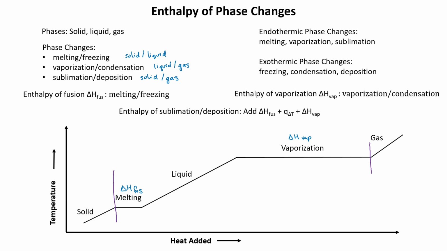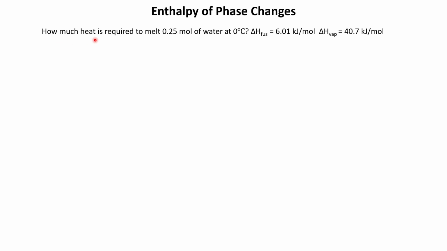Okay, let's work some problems calculating enthalpy of phase changes. Our first problem reads, how much heat is required to melt 0.25 moles of water at 0 degrees Celsius? We are given a heat of fusion and a heat of vaporization. Now, to calculate this enthalpy of a phase change, we first need to determine if we need our heat of fusion or our heat of vaporization. So what phase change are we undergoing here?